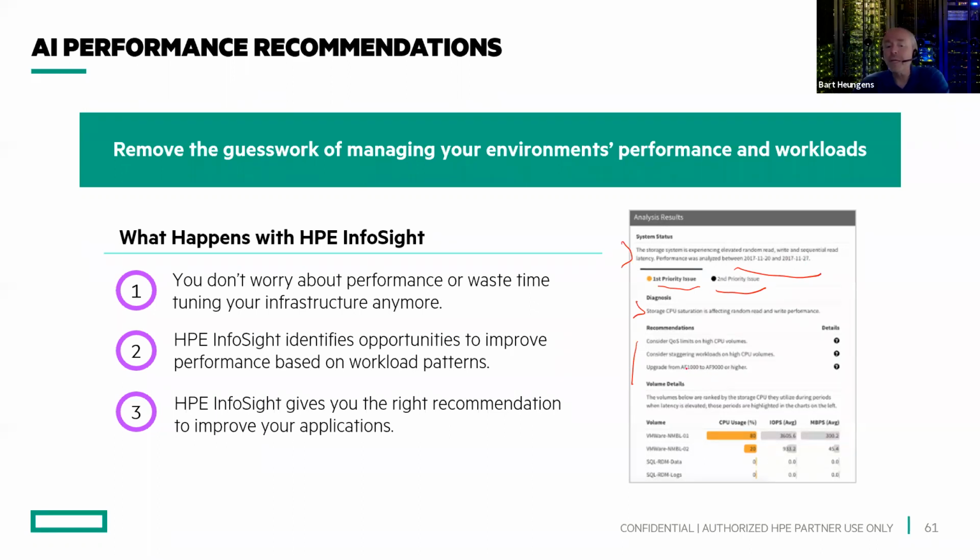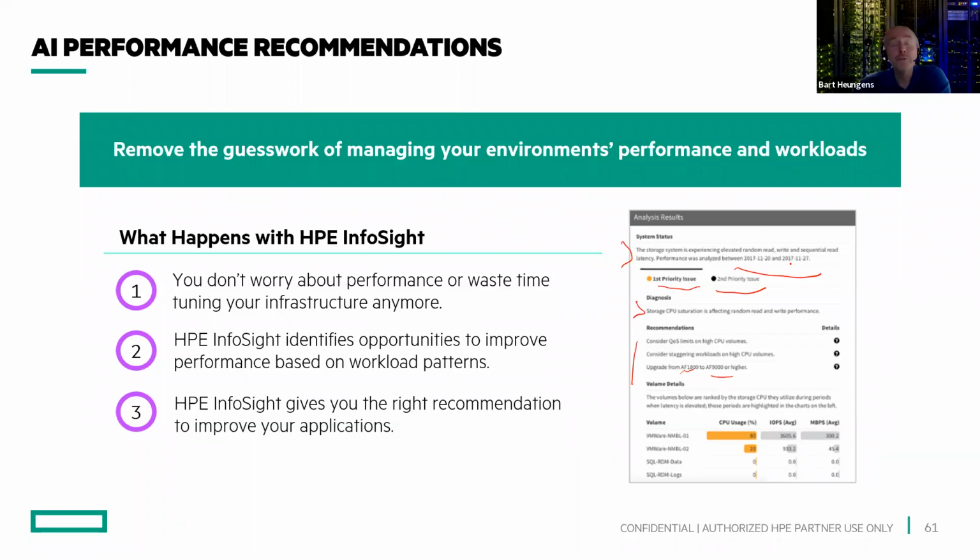We can upgrade, for instance, that Nimble from a certain model to a higher model, because in the Nimble portfolio, if we go from a 20 to a 40 to a 60 to an 80, the only difference between those controller models is that there is a bigger CPU in there. And the bigger CPU gives you more IOPS, better performance, right? So now in this case, Infosight is telling you already, you got to do this or that. And by the way, you got to do this maybe on volume level.